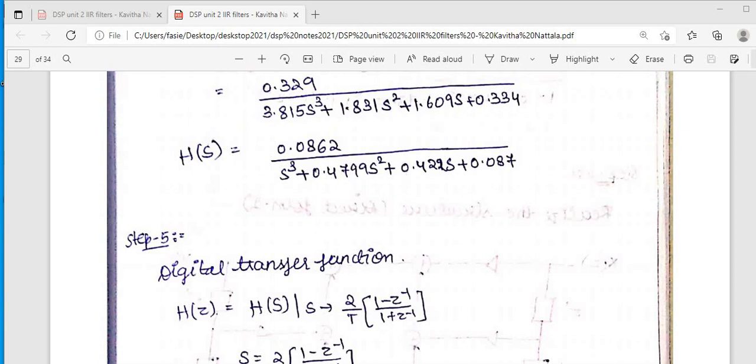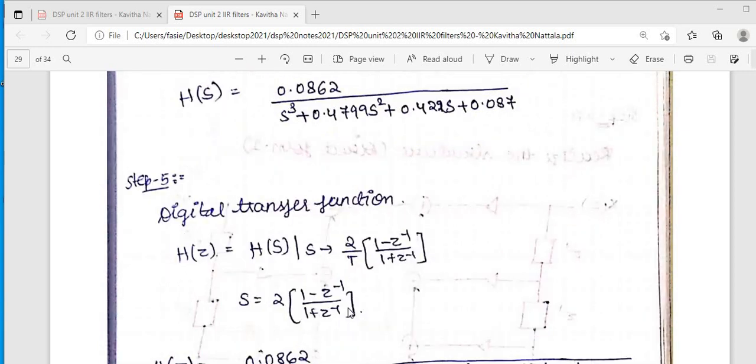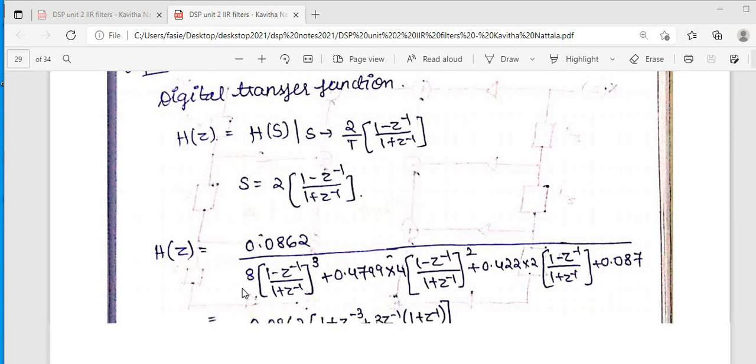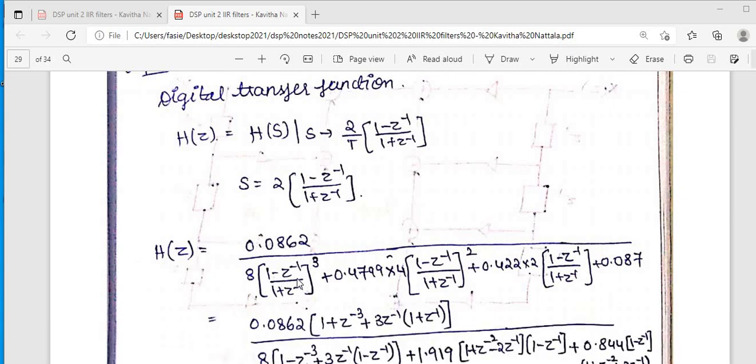What is the T value, students? T is what? 1 second. So we can replace this T with 1 second. So we can write it as 1 minus z power minus 1 by 1 plus z power minus 1. This whole factor we are replacing here. So what is 2 cube, student? 2 cube will become 8. What is s now? 1 minus z power minus 1 by 1 plus z power minus 1, whole power 3 is there.